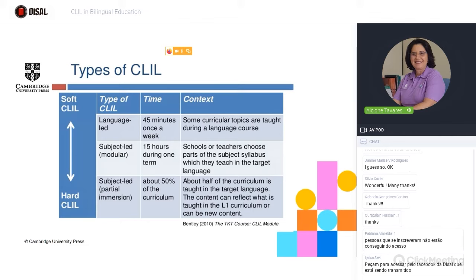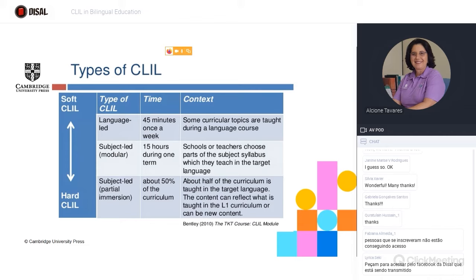This type involves just a few minutes of CLIL lessons a week or every other week. When we say here time 45 minutes once a week, it's an example. It's not a rule. When we look at the other extreme, hard CLIL, let's read the context.